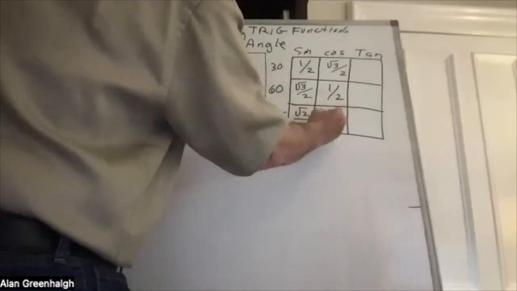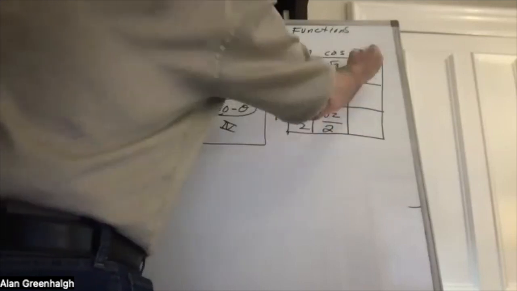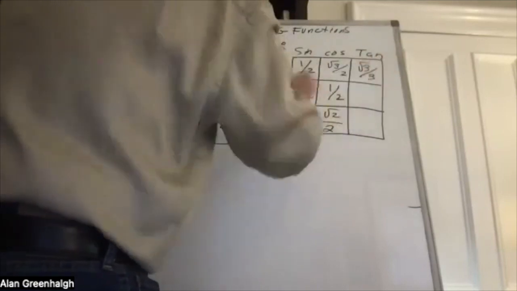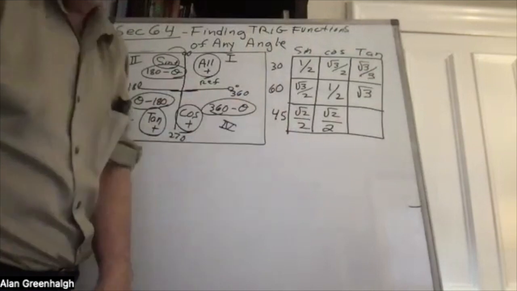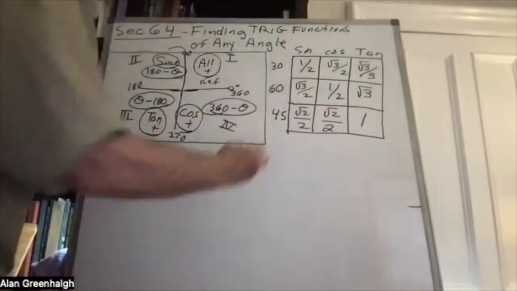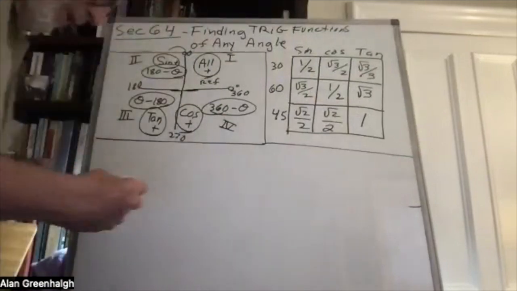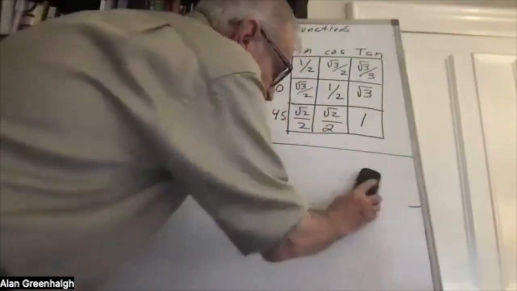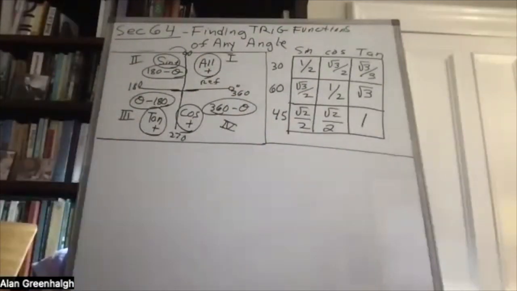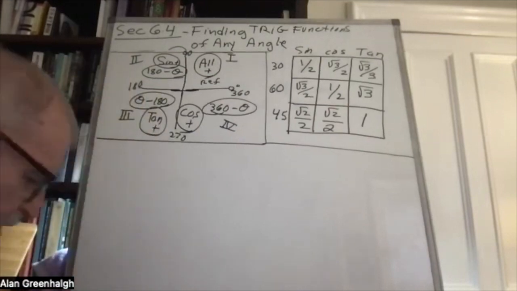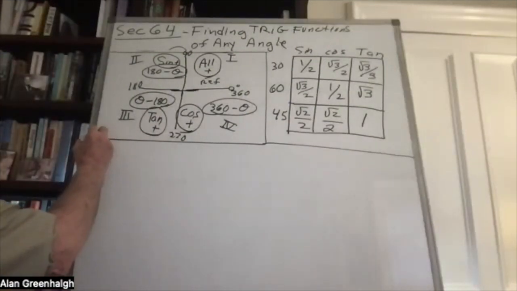Remember this from earlier. The tangent of 30 was the square root of 3 over 3. The tangent of 60 was the square root of 3. And the tangent of 45 is everybody's favorite angle because it's equal to 1. This is what you need to know. This is what we learned during today's lesson, and this is going to help us to do some very important things that are going to come up right now.